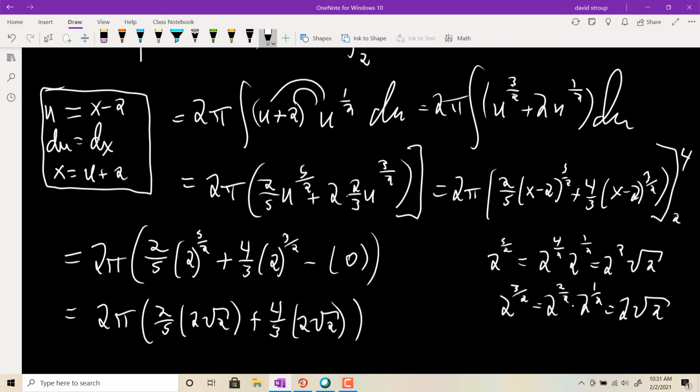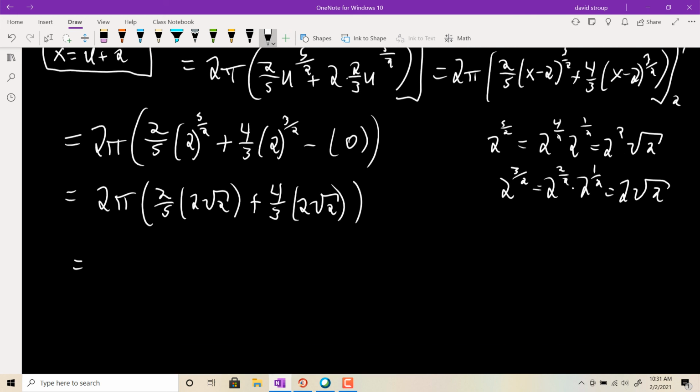And then we have 2 pi times 4 root 2 over 5 plus 4/3. Oops, did I write 2? It's 4 root 2 there. Sorry, guys. It's supposed to be 8 plus. It's pretty much the same thing, right? 8 root 2 all over, in this case, 3.